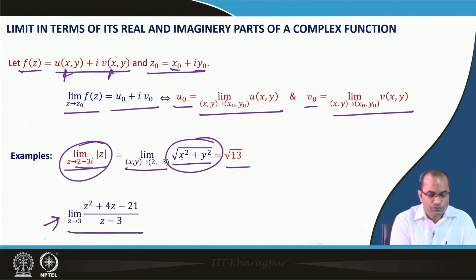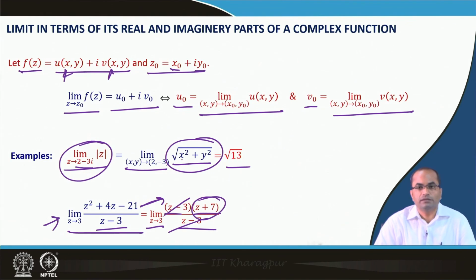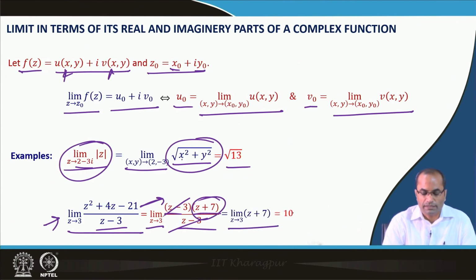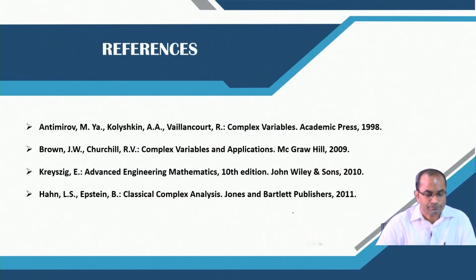Now, when z approaches 3, we want to get the limit of (z squared plus 4z minus 21) divided by (z minus 3). This is another approach we can follow. We observe that the numerator can be written as (z minus 3)(z plus 7), divided by (z minus 3). So, the z minus 3 gets cancelled, and when z approaches 3, z plus 7 just gets the value 10. So, we have this limit as 10 for the given function.